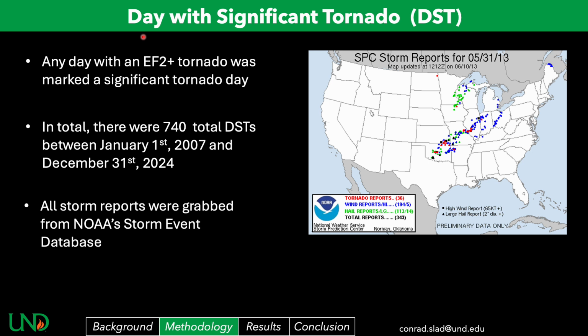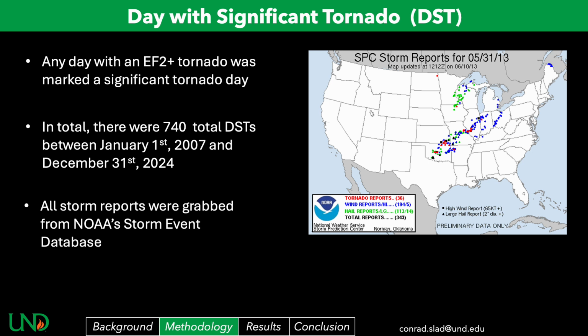And I looked through January 1st, 2007, all the way through December 31st, 2024, and using the NOAA Storm Events Database, I was able to determine that there were 740 days with an EF2-plus rating of a tornado. So it could be an EF2, EF3, EF4, or EF5 tornado. And of course, 740 events occurred.